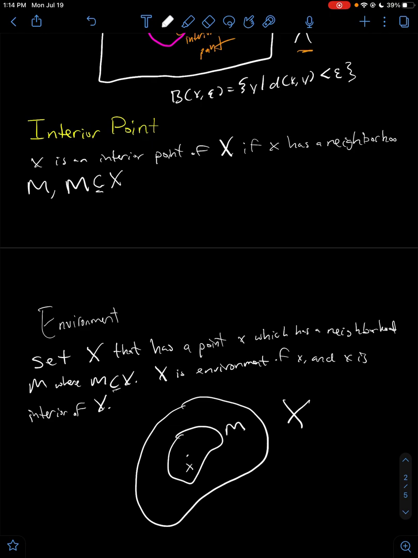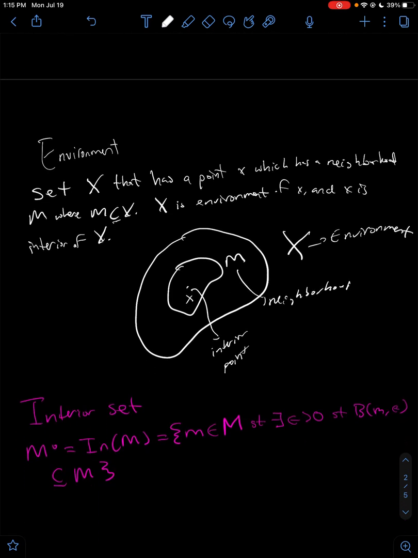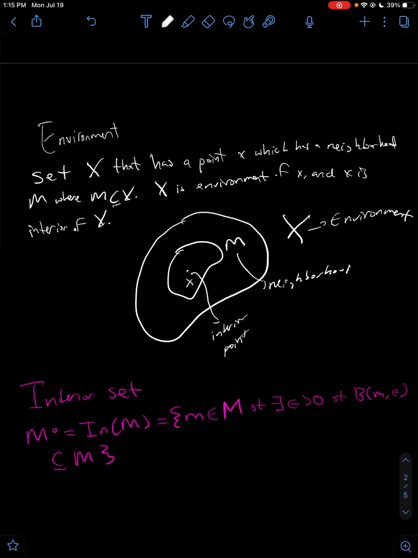We have some big X, we have some small x, we have some neighborhood M, right? So here M would be the neighborhood, small x would be the interior point, and X would just be the environment. Okay, that's all it's saying, behind all that jargon. So yeah, that's what it's saying.